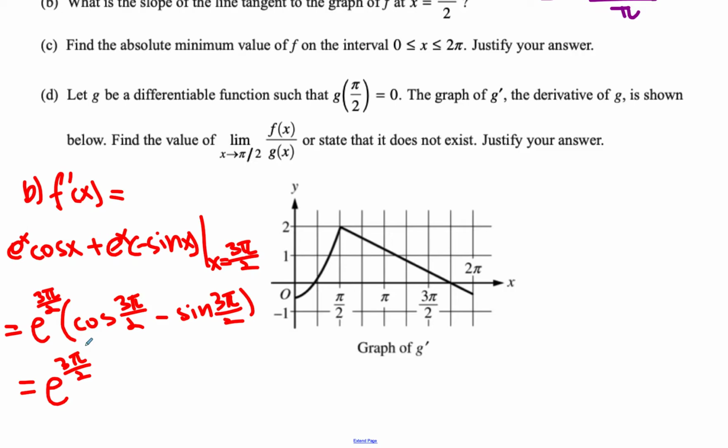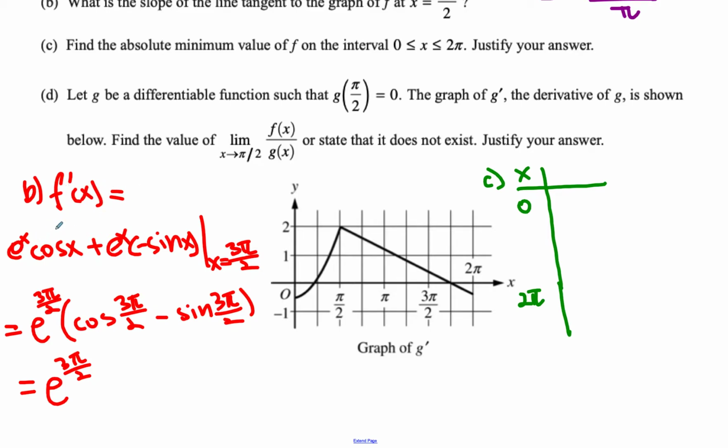Alrighty. Now, part C. To figure out part C, find the absolute minimum. Now, in order for you to find the absolute minimum, what we need to do is set up the table, and then 0 beginning, and then 2 pi, and we need to figure out if there's any critical points. To find the critical points, we've got to use the first derivative equal to 0.